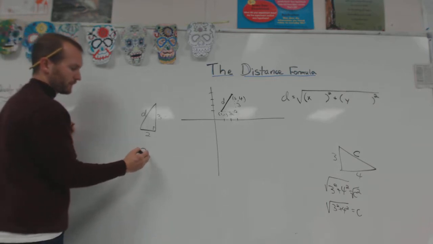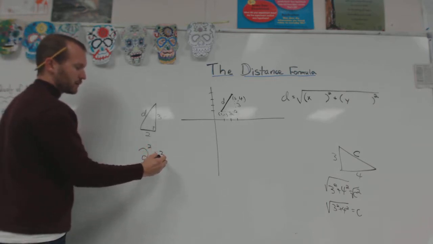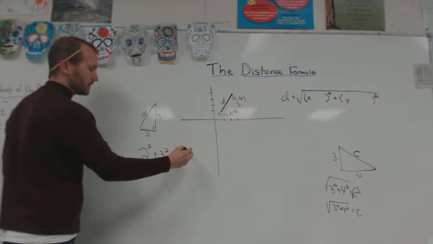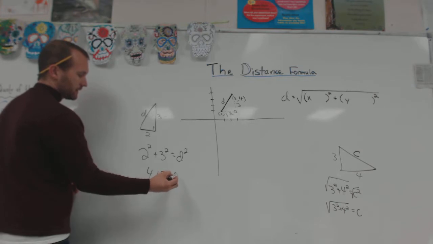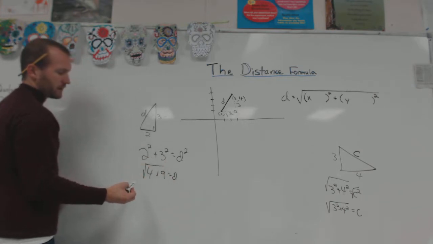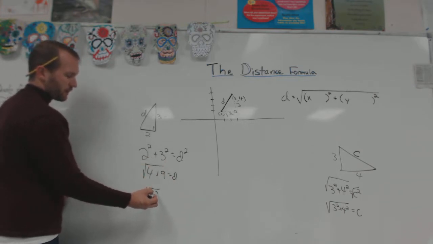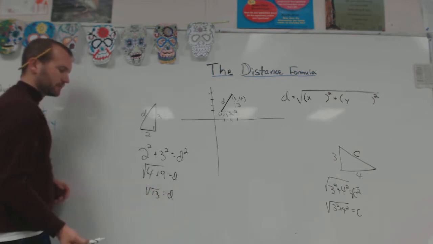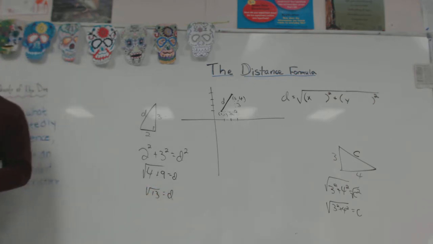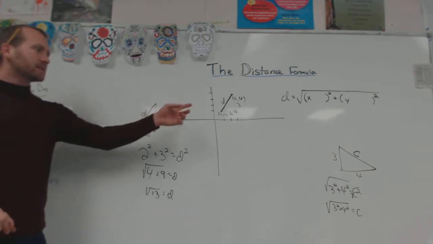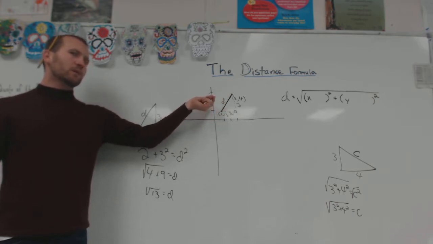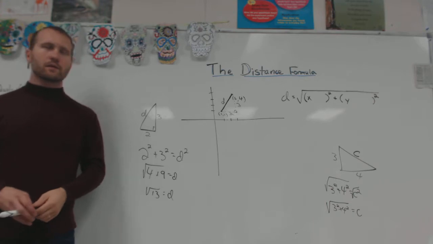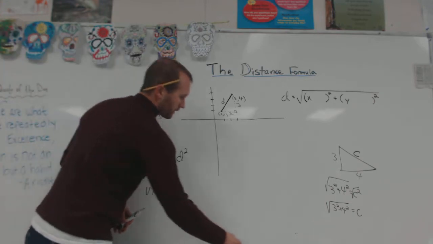What would you do? 2 squared plus 3 squared equals D squared. 4 plus 9 equals... square root of 4 plus 9 equals D. So D is the square root of 13. It's not a great number, but it's a number. And that's the same thing for this. So now we know that the distance from this point to this point is the square root of 13. All right.